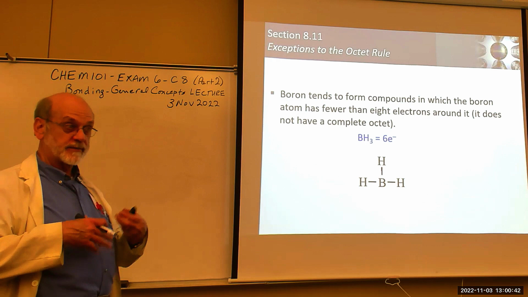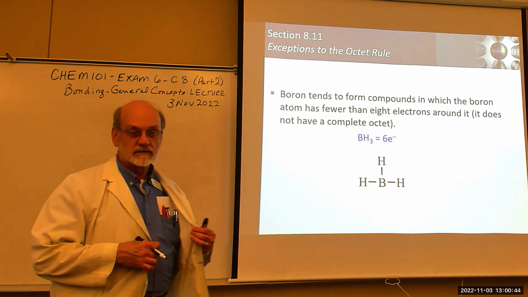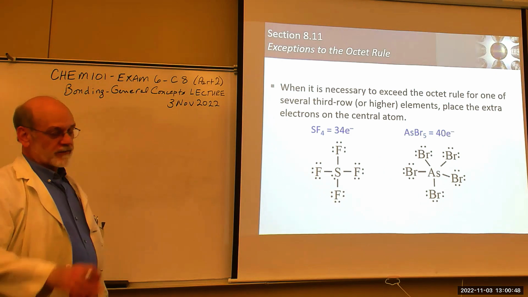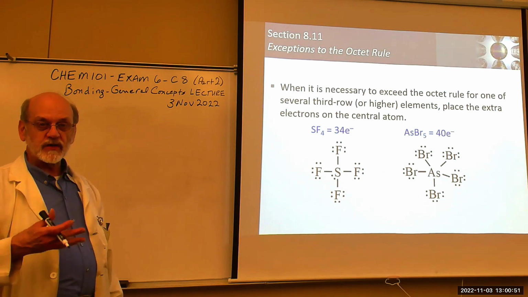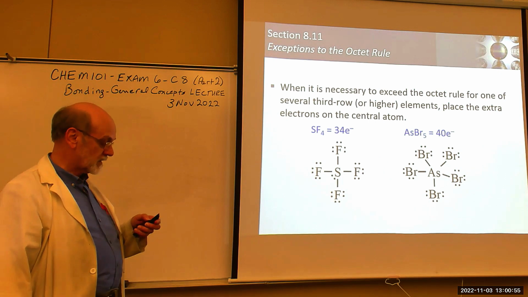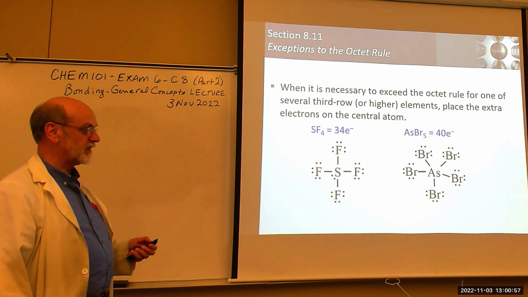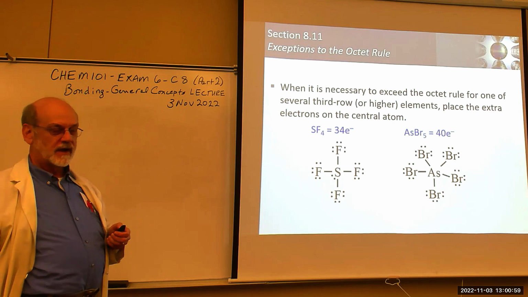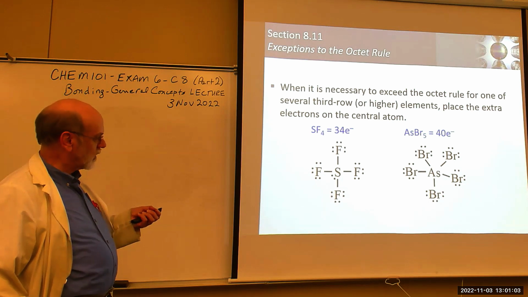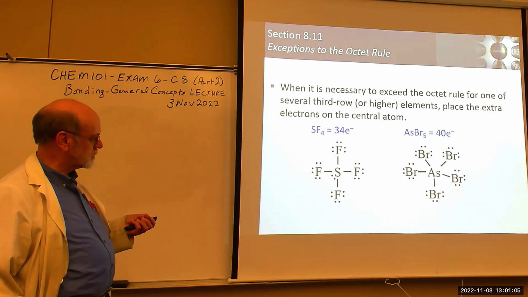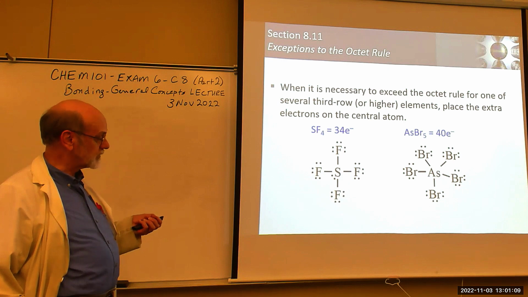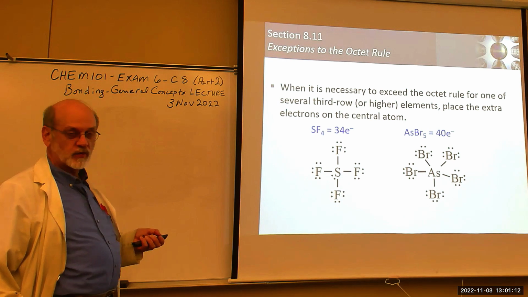Maybe that says something about its reactivity. I don't know, but it could. Then on the flip side are molecules that have more than octets. And for the same reason, you have to use up all of your valence electrons. In this case, we have 34, and this only accounts for 4 times 8, which is 32. So we got 2 left over. Those have to go on the central atom.